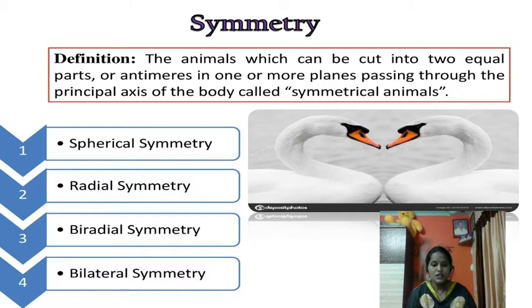The animals which can be divided into two equal parts or enteromeres in one or more planes passing through the principal axis of the body are called symmetrical organisms. There are four kinds of symmetry: spherical symmetry, radial symmetry, biradial symmetry, and bilateral symmetry.